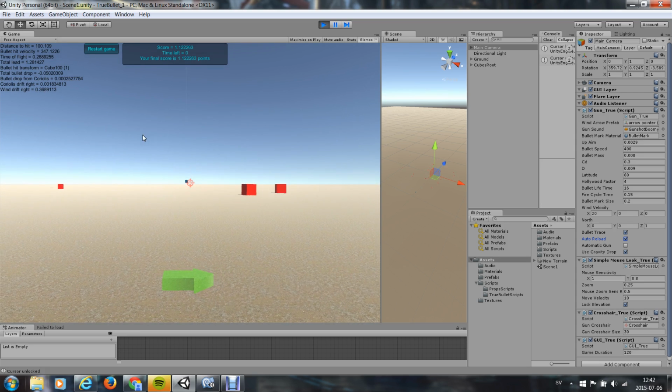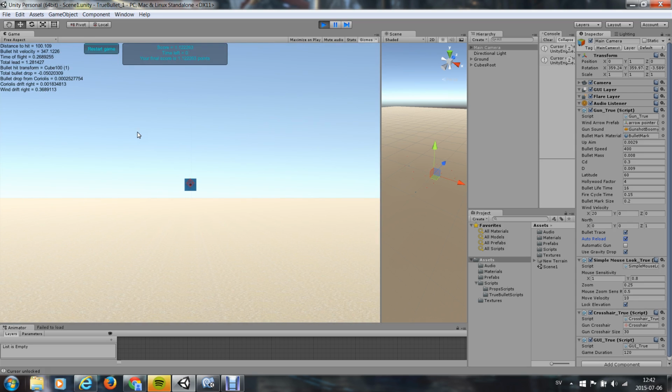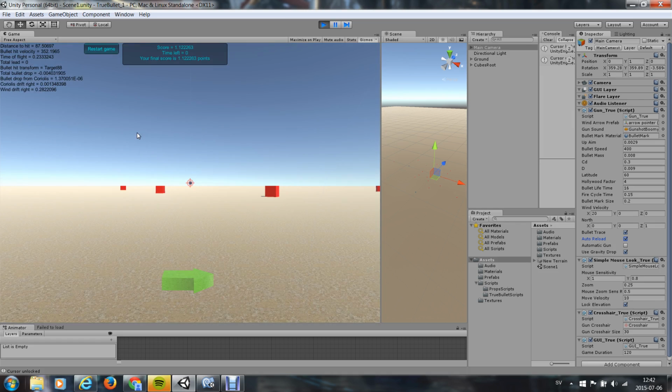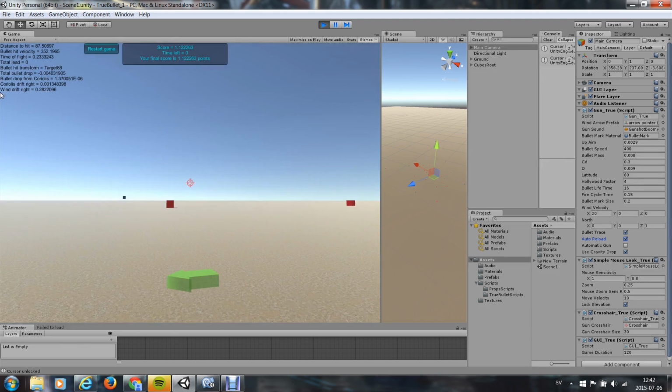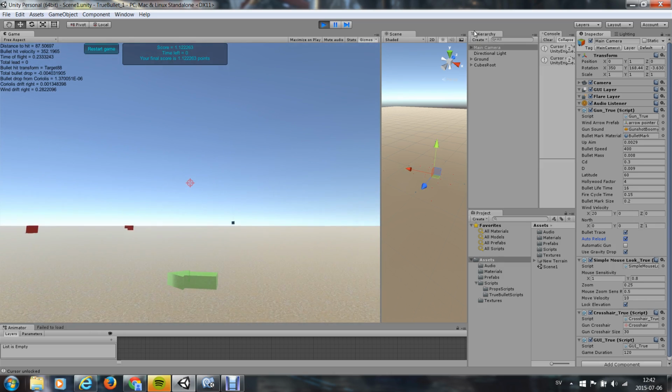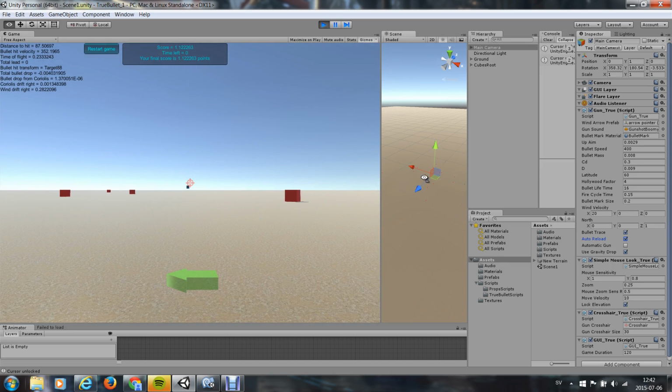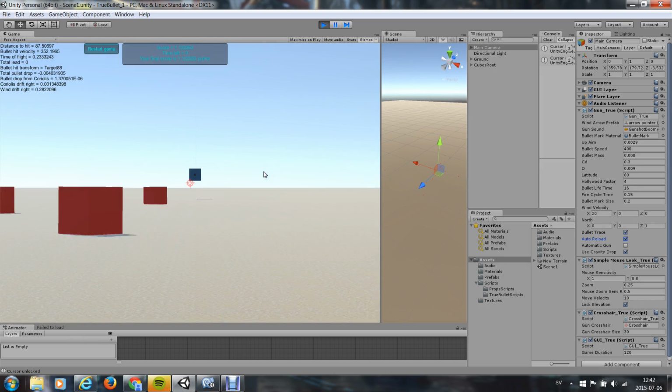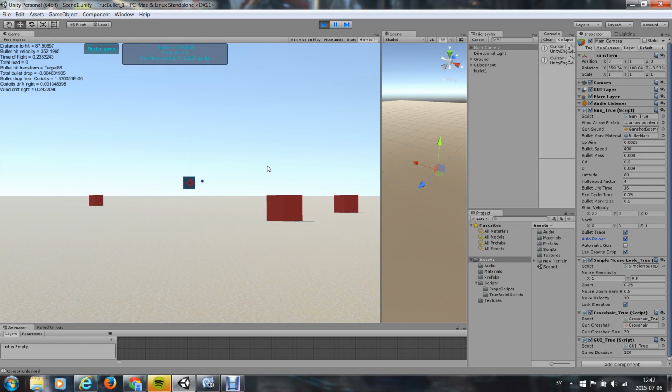So if I shoot at this stationary target, you can see the bullet trajectory and you can see it moves to the right. You can also see that it passes through the miss indicators, the blue miss indicators. So that one had target wind drift to the right. And if I shoot in the other direction, here I will have wind drift to the left.